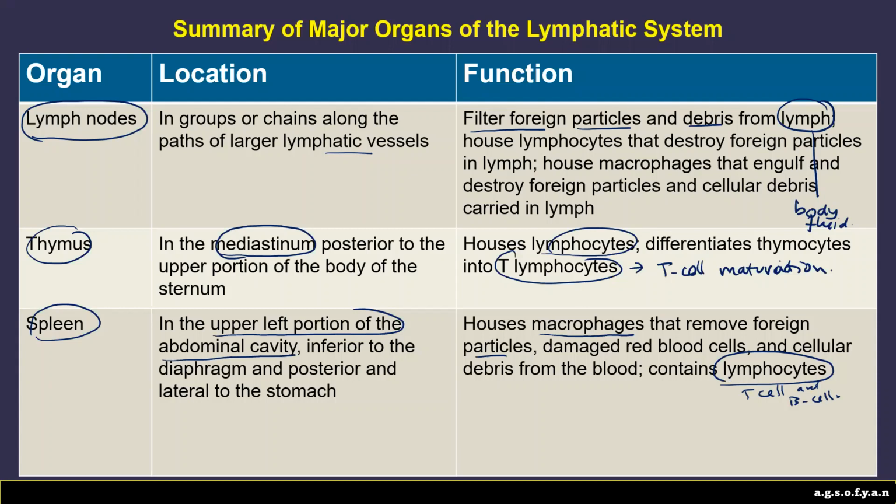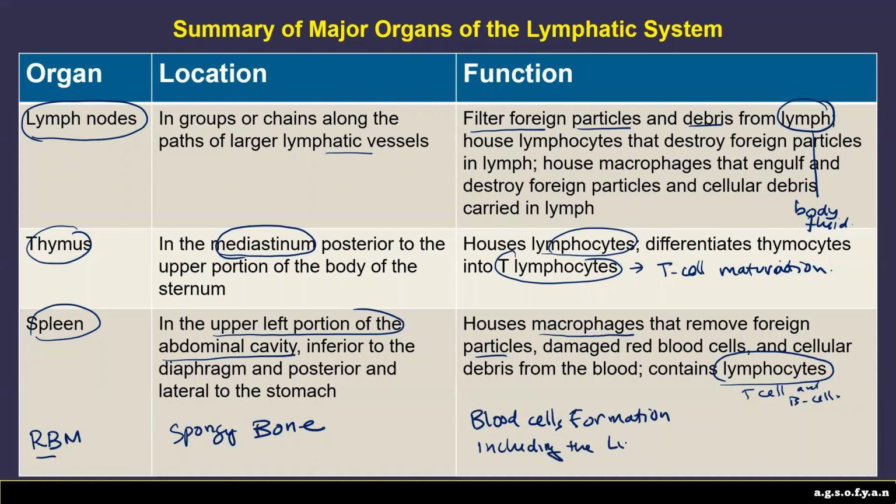And as I mentioned before, one more I'm going to put over here, red bone marrow. It is located in the spongy bone. So there's an area in the spongy bones called the red bone marrow, and the function is for blood cell formation, including the lymphocytes.